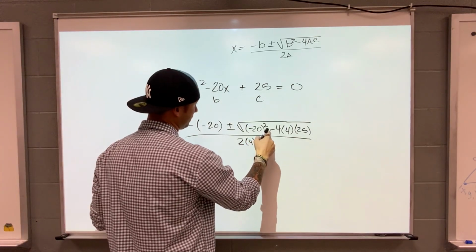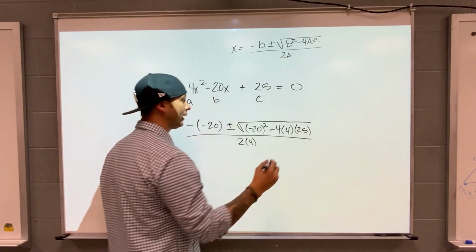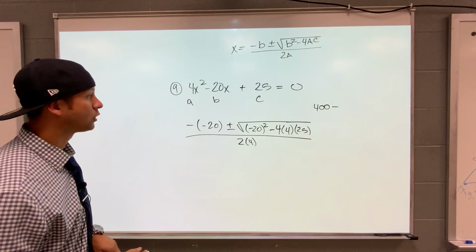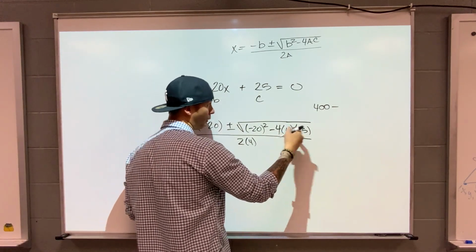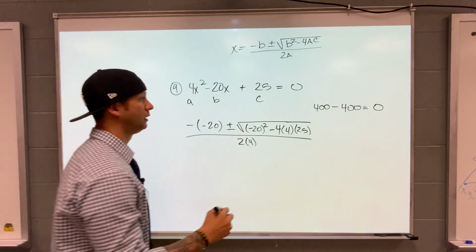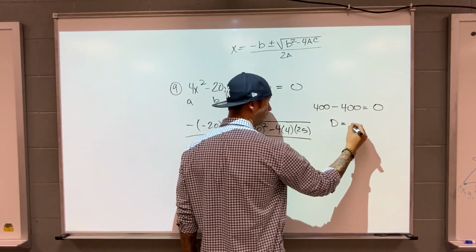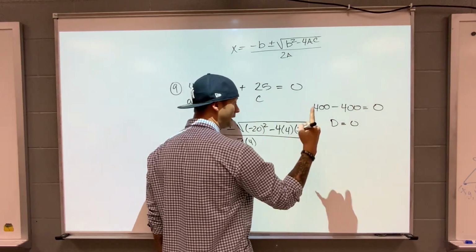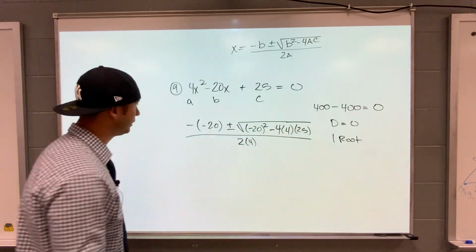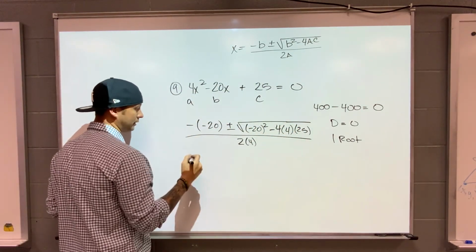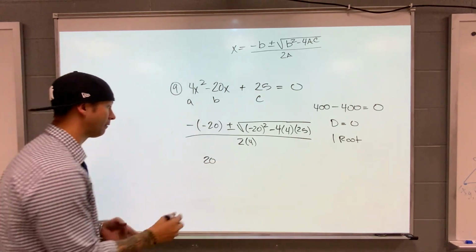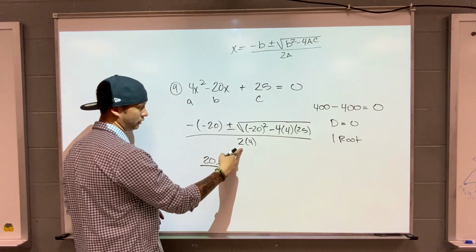Okay, let's look at the discriminant. Negative 20 squared, so it's 400, minus 4 times 25 is 100, times 4 is 400. Well, look at this. 400 minus 400 is 0. Since the discriminant is 0, this means we have 1 real root. Let's see what that root is. Simplify: negative, negative, positive. Plus or minus the square root is 0, so I'm not even going to write anything. All over 2 times 4, which is 8.